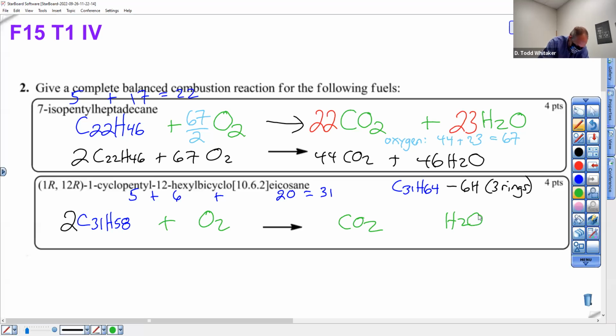There's 2 molecules of fuel giving 62 carbons, correct? 31 in each fuel molecule. 58 times 2, oh, this is the best part, but putting the 2 first. 2 times 58 is the same as 58 times 2. You don't even have to do the math. Oxygen. We got 114 plus 58. That's 172. Half of that is 86.